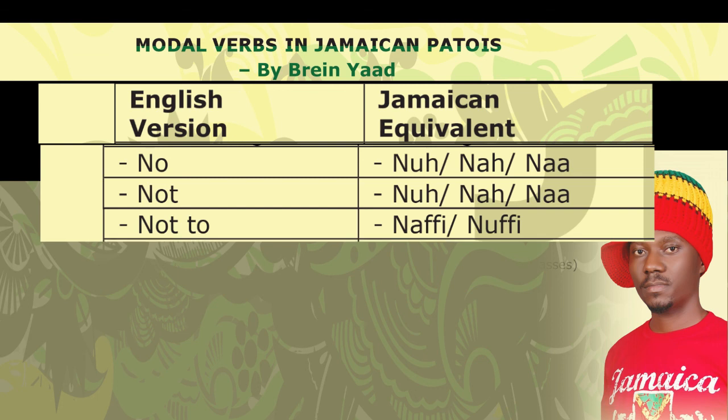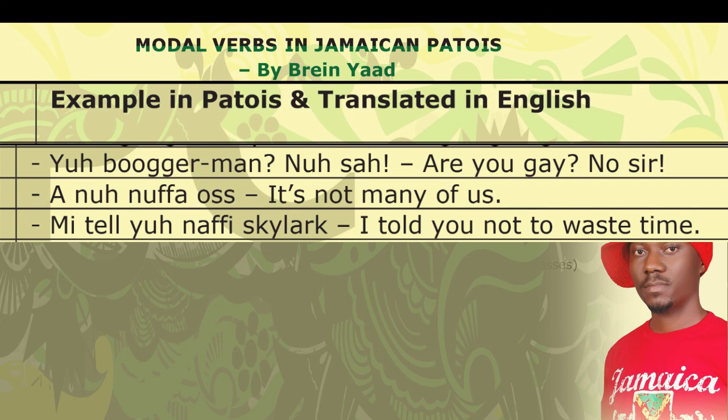Yes. How do you say not to? Nafi. Not to. Me tell you Nafi Skylark. Meaning I told you not to waste time, or I told you not to daydream. To Skylark. You start daydreaming. Now, imagine yourself in a Lamborghini. You're riding a bicycle and you're dreaming of a Lamborghini? What kind of foolishness that, you know? Me tell you Nafi Skylark. I told you not to daydream, or I told you not to waste time. Me tell you Nafi Linga. I told you not to waste time.